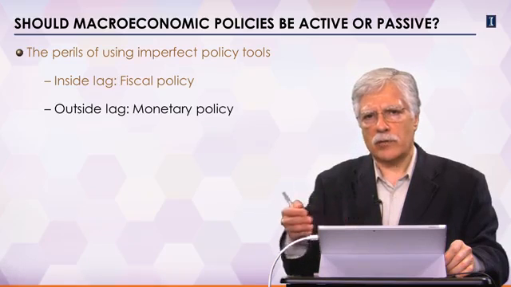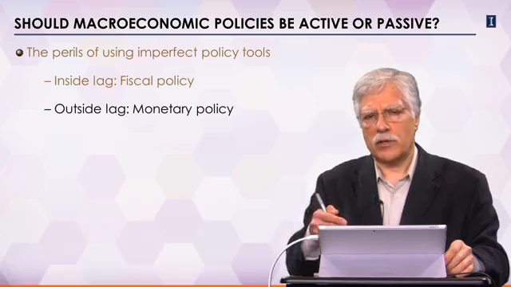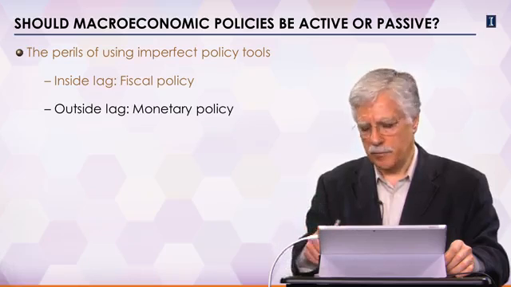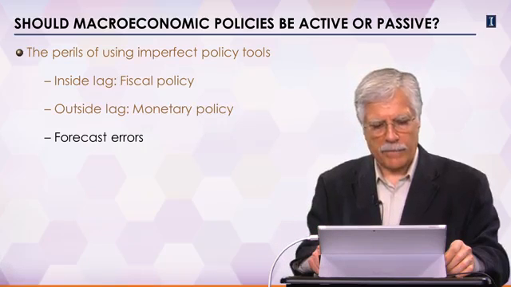And that's called the outside lag because it's outside the policy process, but still the economy is not going to respond immediately. Usually it takes 6 to 9 months for the impact of interest rates to show up in actual expenditure and GDP.